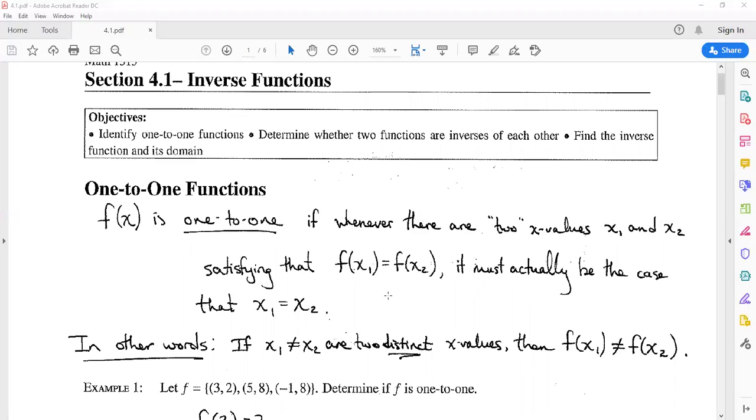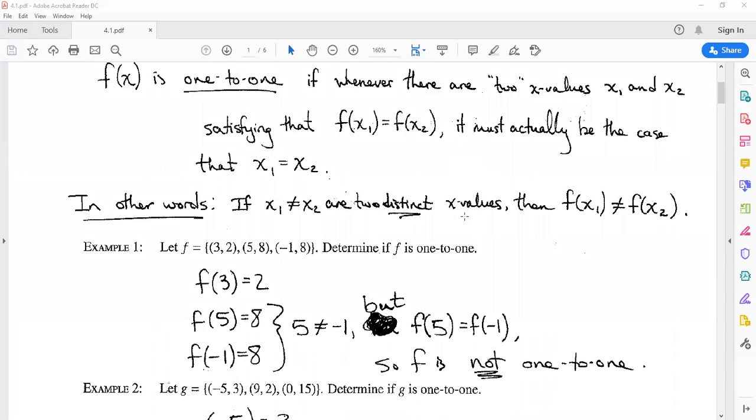You can kind of turn this around. I think maybe a more reasonable way to think about it that's the same is to say that if you have two actually distinct x values, x1 and x2, then the function f evaluates to two distinct y values at those two. So if x1 doesn't equal x2, then f of x1 doesn't equal f of x2. So we're going to get a nice test for this, but first let's just do a couple of examples.